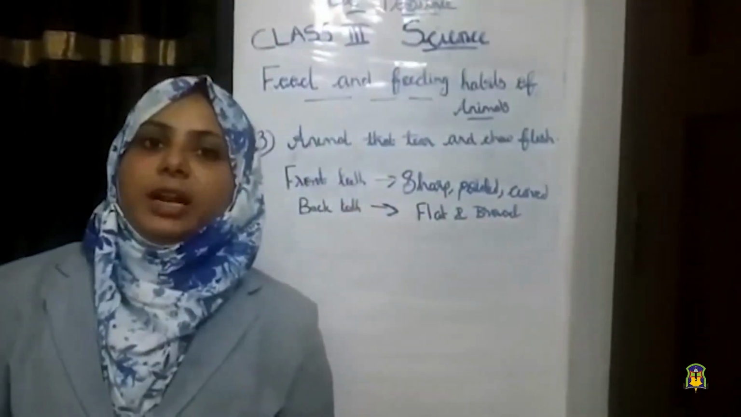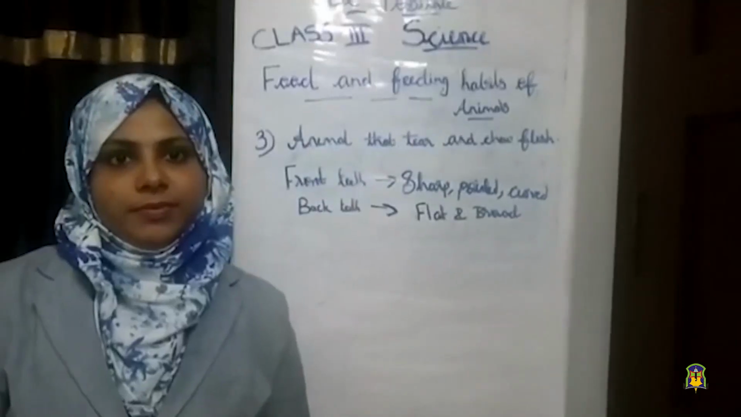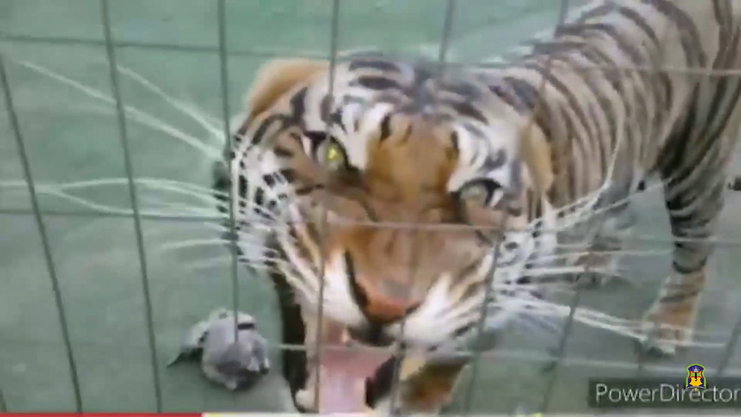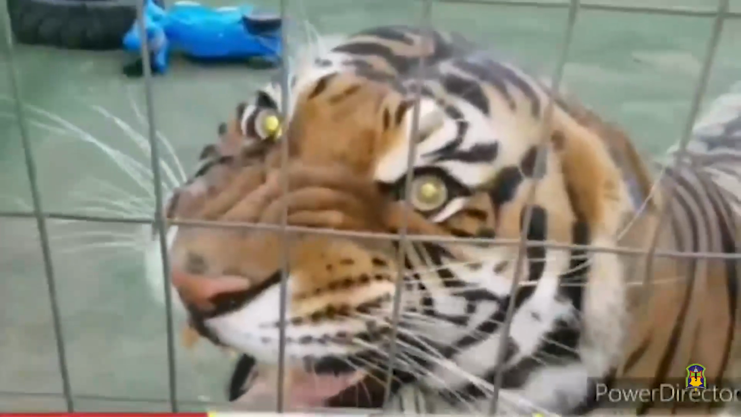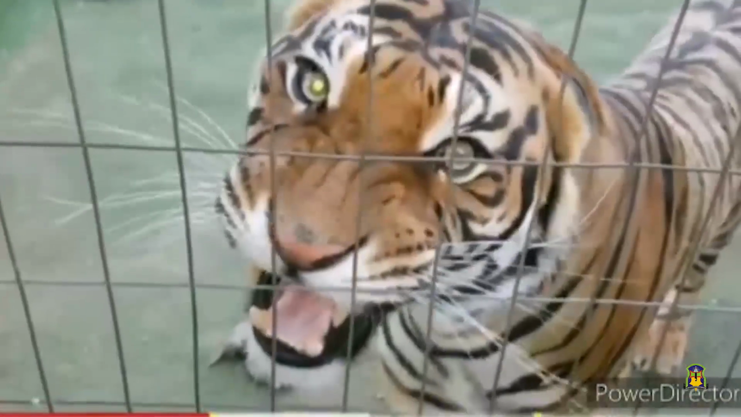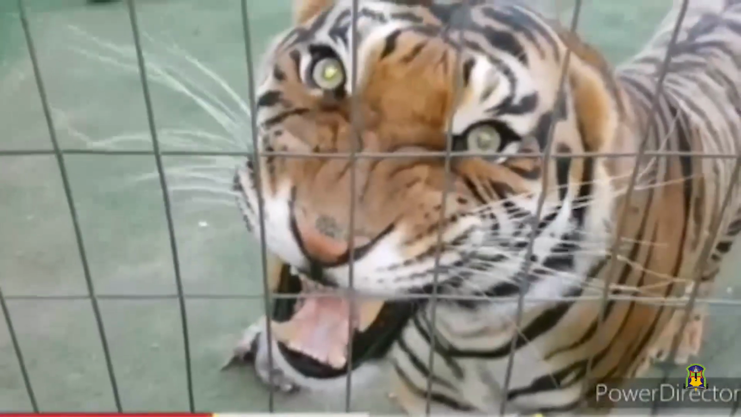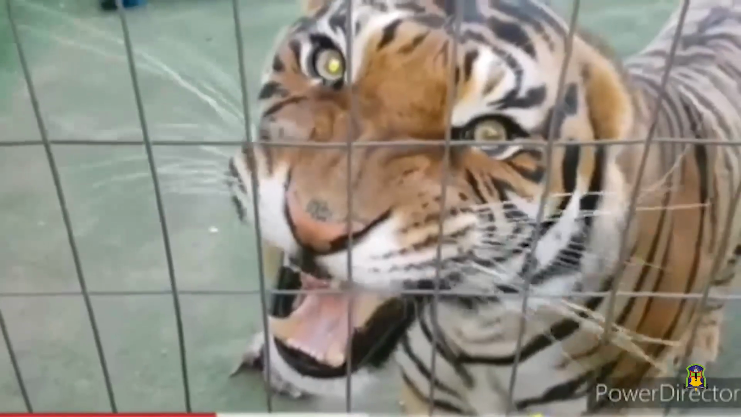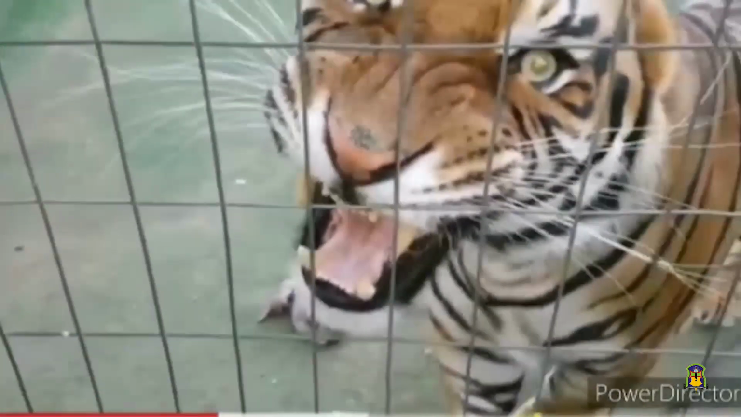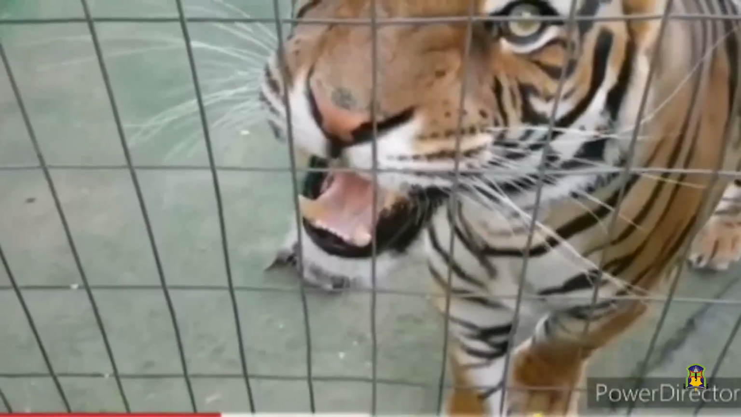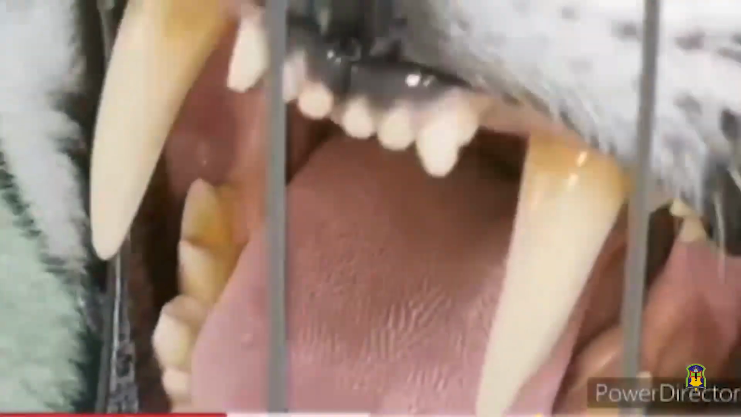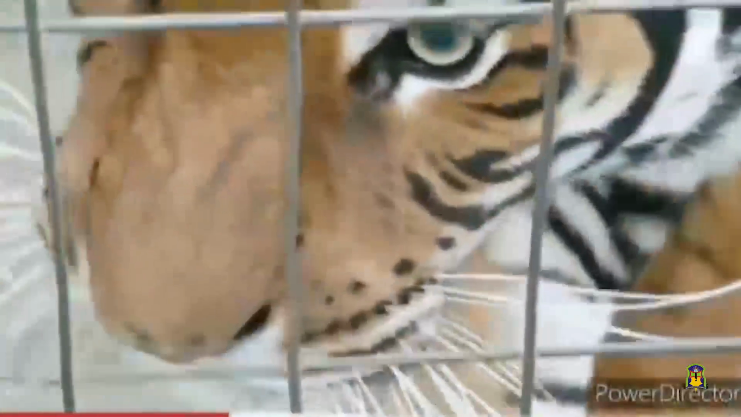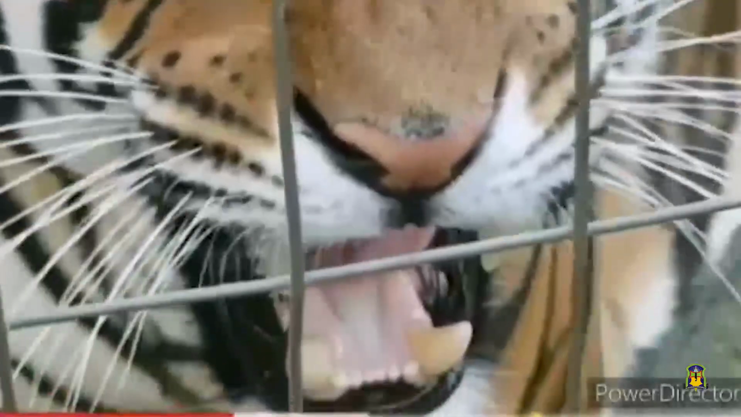Let's explain with the help of a video. Tiger is an example for a carnivore, isn't it? Yes. Can you see the teeth? Their front teeth, means canines, are sharp, curved and pointed. These teeth help them to tear the flesh. What about the back teeth? Yes, the back teeth such as premolars and molars are flat and broad. These teeth help them to chew. So front teeth help them to tear the flesh and the back teeth help them to chew the flesh.